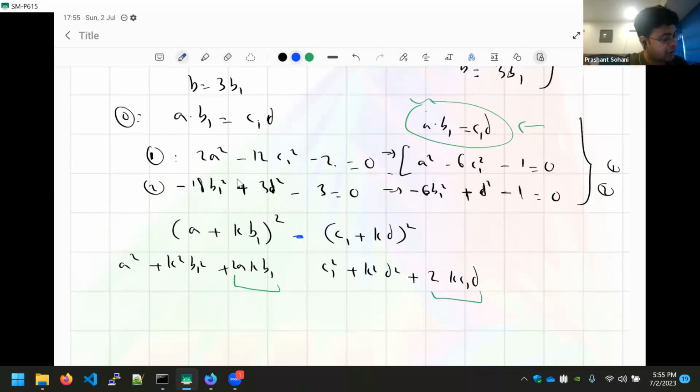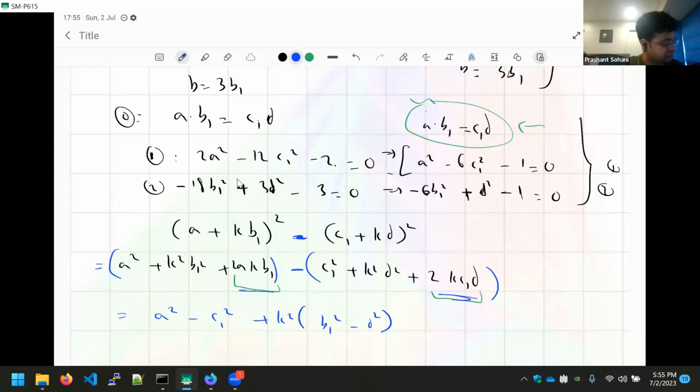So let us say I write this first term minus the second term. So a plus k b1 square. I don't know what value of k I want to choose right now, but let me write it in general terms. So a plus k b1 square minus c1 plus k d square. If I expand it, I get the first whole expansion minus the second expansion. And then the middle terms are going to get cancelled. So I will get a square minus c1 square plus k square times b1 square minus d square.